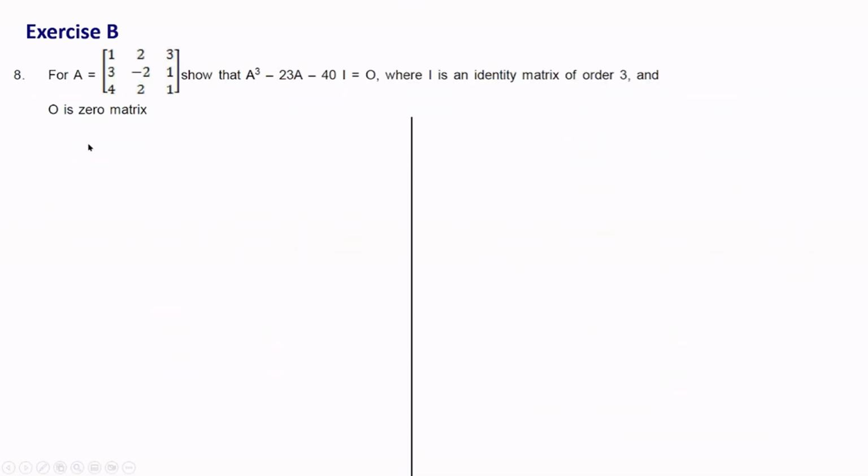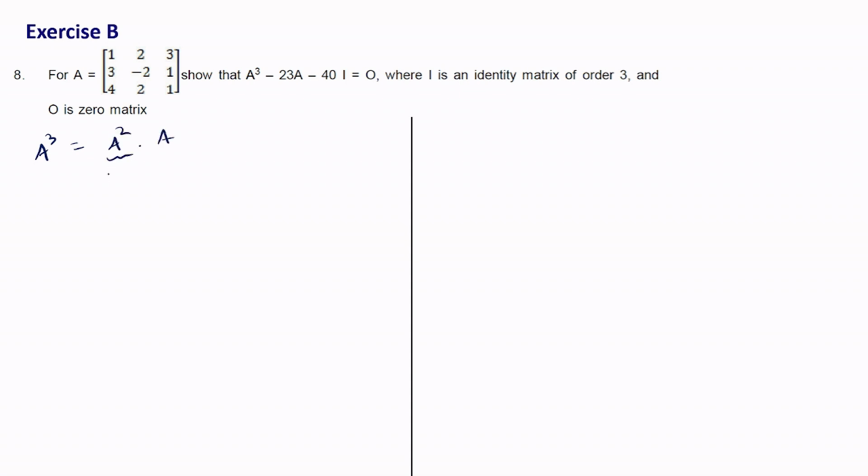Now let us proceed. For A equal to 1 2 3, 3 minus 2 1, 4 2 1, show that A cube minus 23A minus 40I equal to O, where I is an identity matrix of order 3 and O is the 0 matrix. So we have to show that when A is this matrix, A cube minus 23A minus 40I is equal to the 0 matrix. So first let us find A cube. A cube is nothing but A square into A.